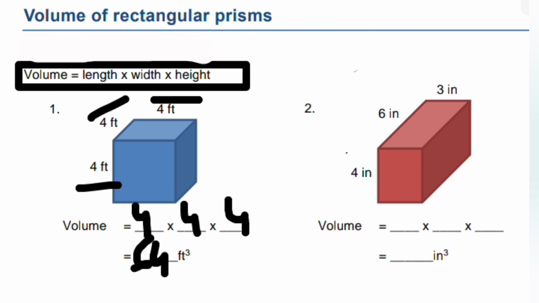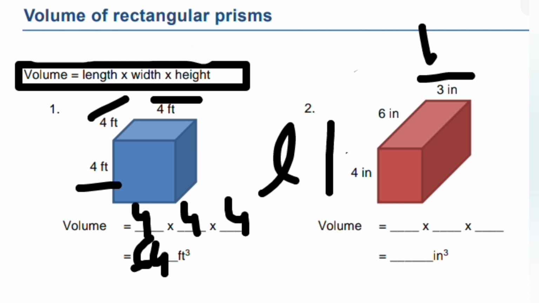Okay, now we have this second question. In the second question we have this rectangular prism and we just need to multiply length with width and then with height. So we get our volume of a rectangular prism. This one is the length, next this is the width, and this one is the height of the rectangular prism. We just need to multiply all the values with each other.